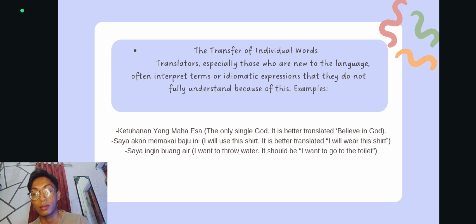The next example is "saya akan memakai baju ini". The translation is "I will use this shirt", but it will be better if we use "I will wear this shirt". And the last one is "saya ingin buang air", and the translation is "I want to throw water". But in this context it doesn't mean that. It should be "I want to go to the toilet".